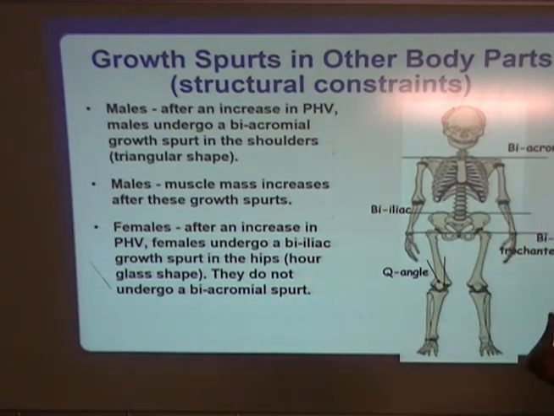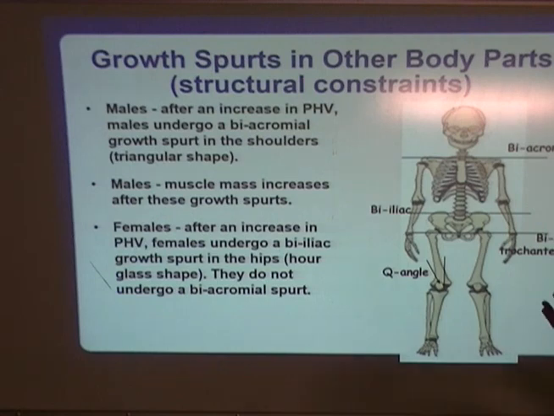For females, for the girls, they have a different growth spurt. So after they've done their peak height velocity, then typically most girls are going to have a biiliac growth spurt. So the iliac crests are those bones you can feel poking out at the front here. So the girls do this and then this, the upside down of the boys. They don't undergo the biacromial spurt at all.